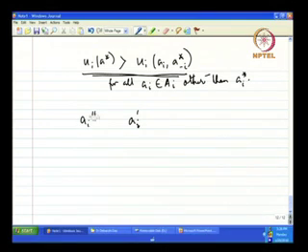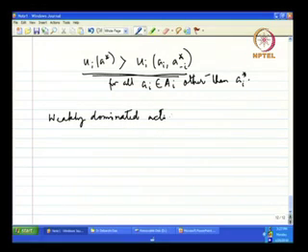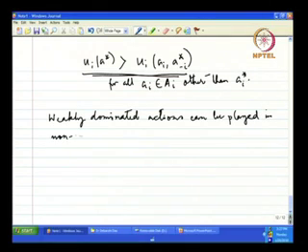Can weakly dominated actions be played in non-strict Nash equilibrium? And the answer is yes. So, weakly dominated actions can be played in non-strict Nash equilibrium.